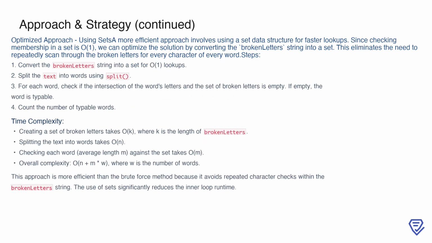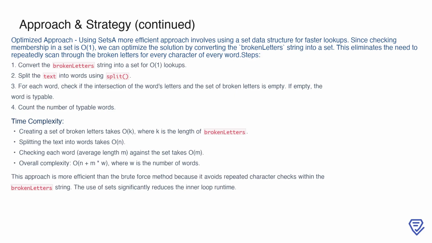A more efficient solution can be achieved using an optimized approach that leverages the power of sets. This is because checking membership in a set is much faster, with an average time complexity of O(1). To begin, we convert the broken letters string into a set, which allows us to perform constant time lookups. Next, we split the text into individual words as before.